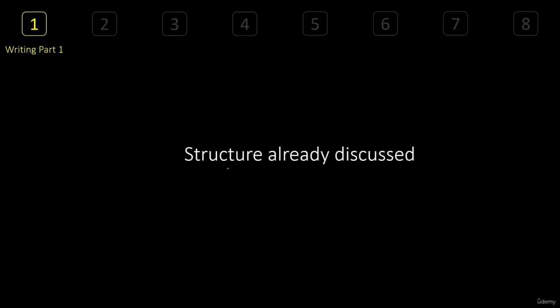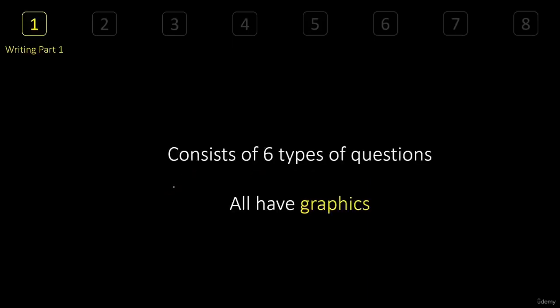As I said, the structure is already discussed in previous videos. You don't have to worry about that here, and you won't get anything much deeper about the structure. What is informed and what is not informed, what is task 1, what is task 2, what are the criteria, and all those things have already been discussed in previous videos. Let's get deeper into the concrete stuff. Task 1 consists of any of the 6 types of questions.